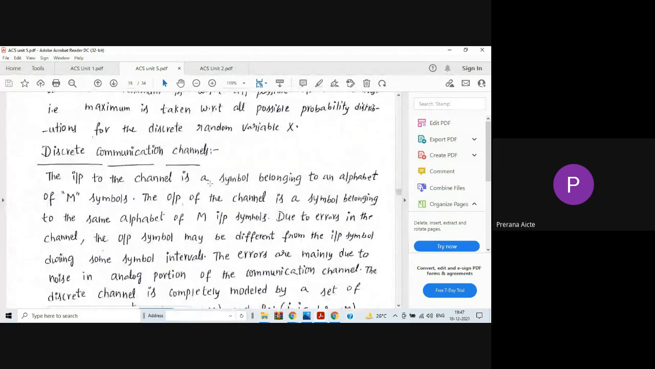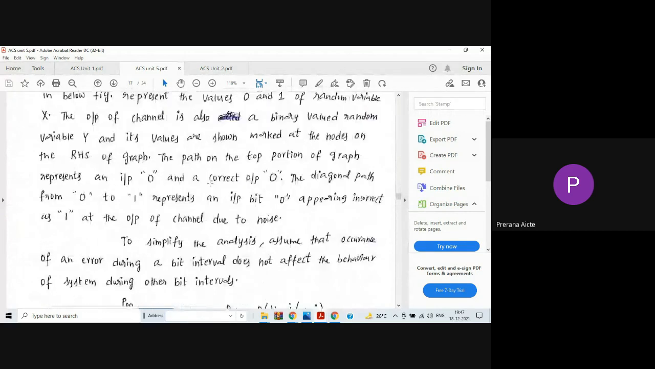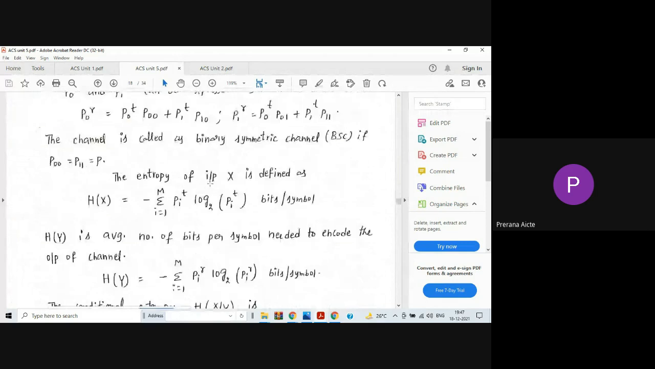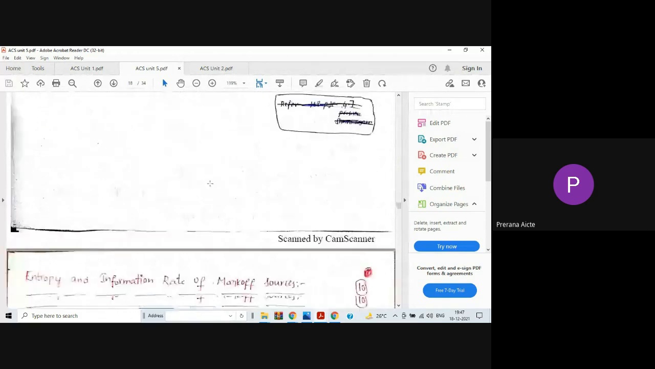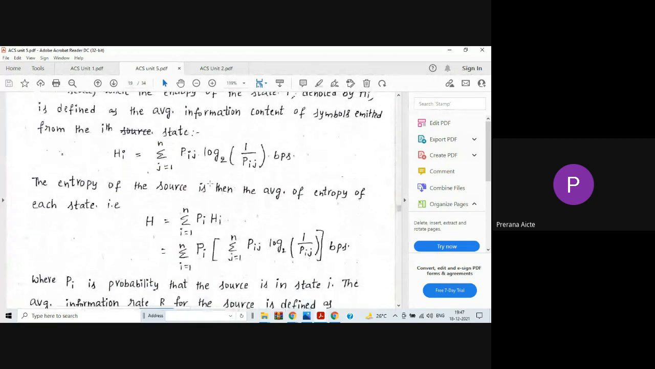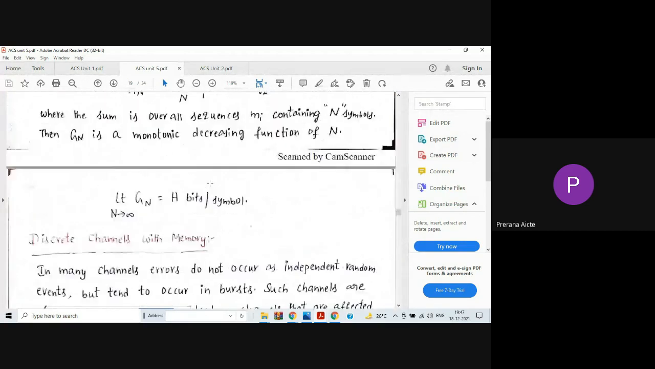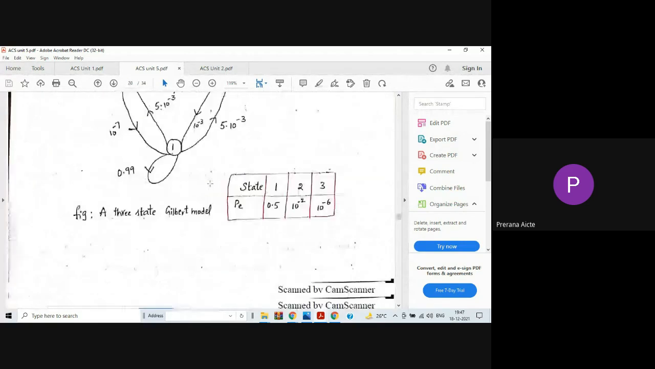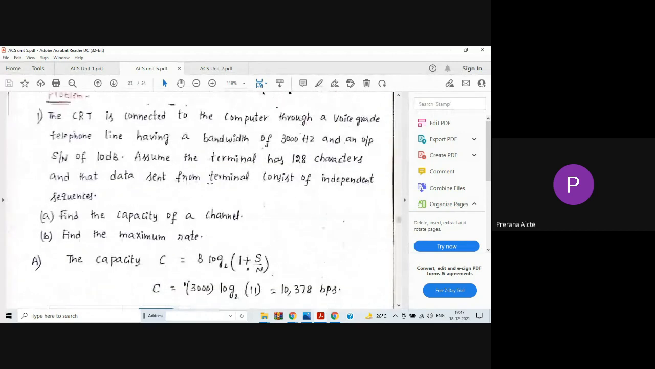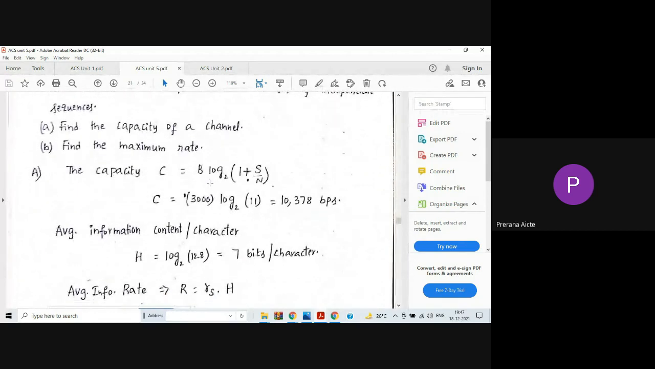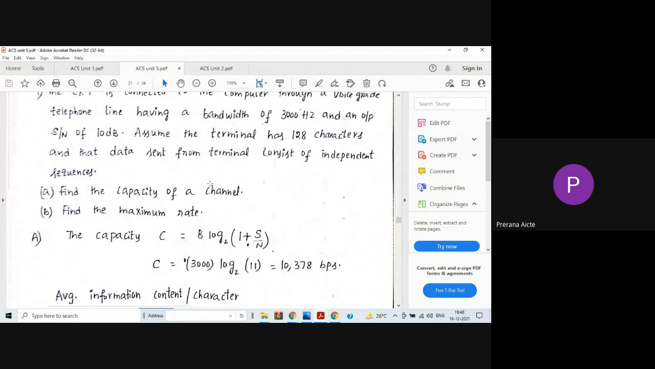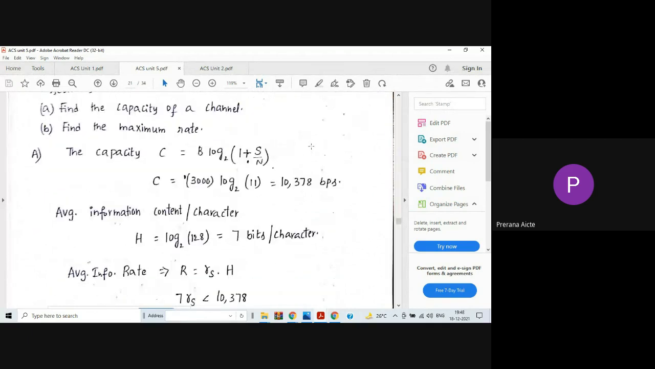So what is the formula for total entropy in characters? H equal to log M base 2. Here they are transmitting 128 messages, so that's why we are calculating that one. So H equal to log M base 2. Here the number of messages or characters is 128, so we are getting average information content per character as 7 bits per character.